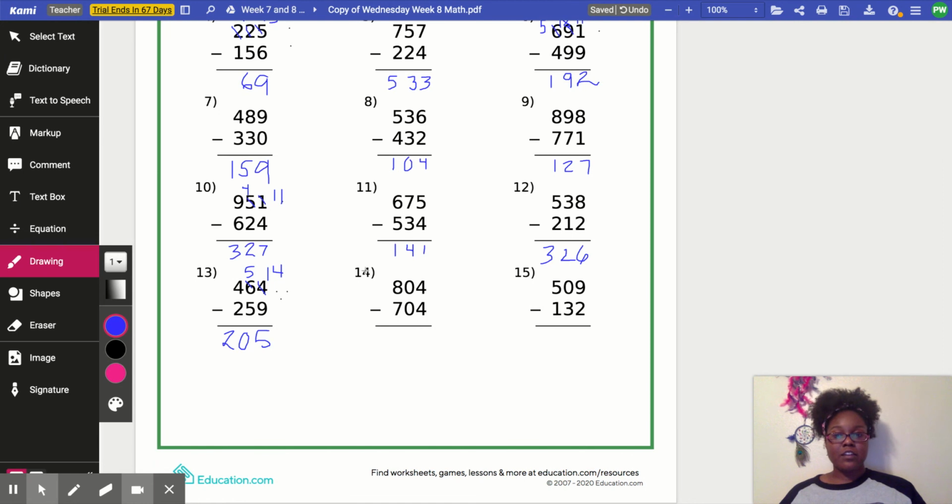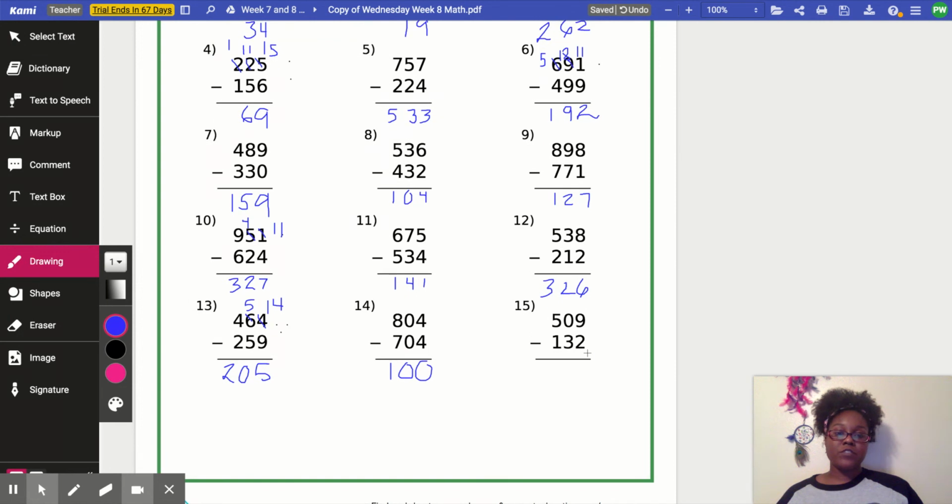Moving on. Number 14. 4 take away 4. Numbers the same. Zeros the game. 0 take away 0. Numbers the same. Zeros the game. And 8 take away 7 leaves me with 1. So the difference is 100.